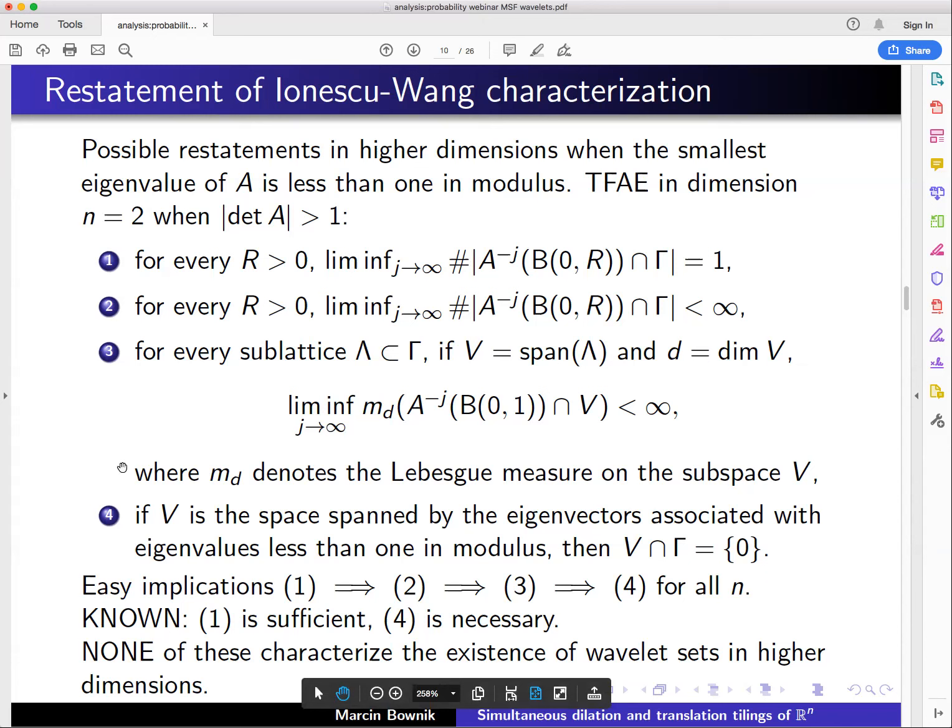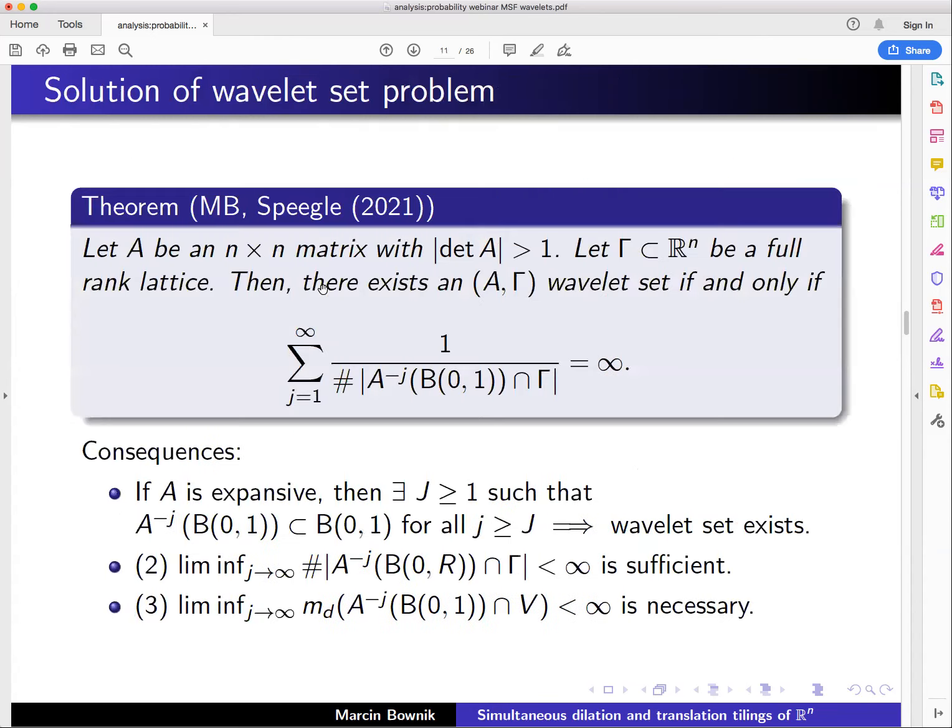But which of these is really the characterization? Actually, none of these. That's the difficulty. That's why this problem was so elusive for us. It's not so easy to figure out what the characterization is. So we are actually quite lucky, or maybe surprised, that we finally got this. We finally got a characterization, and that's the result. It's a very simple condition that actually characterizes.